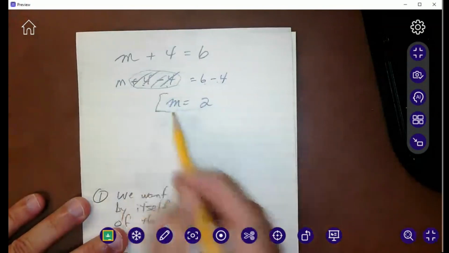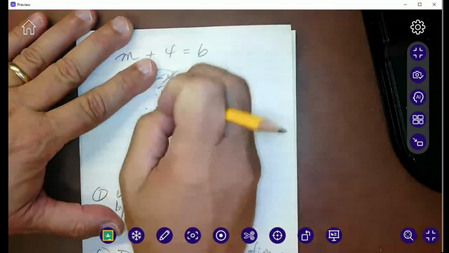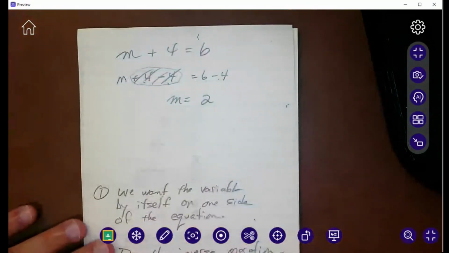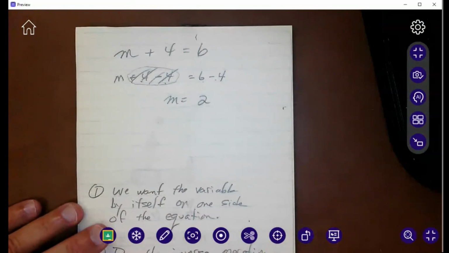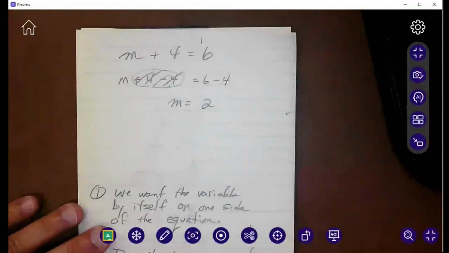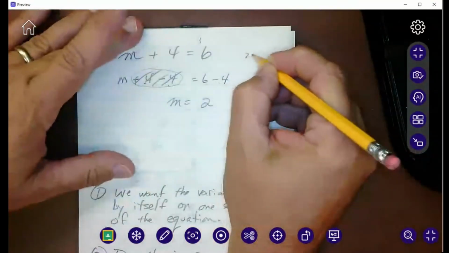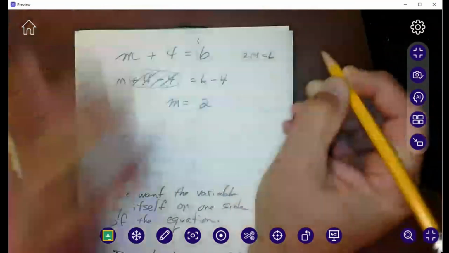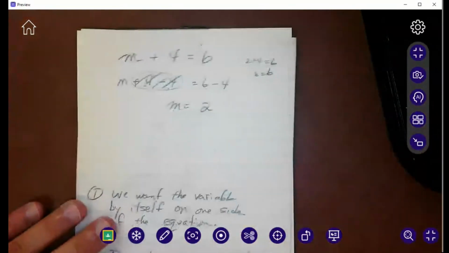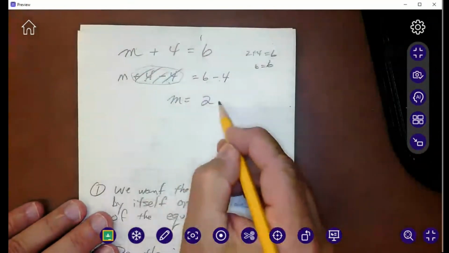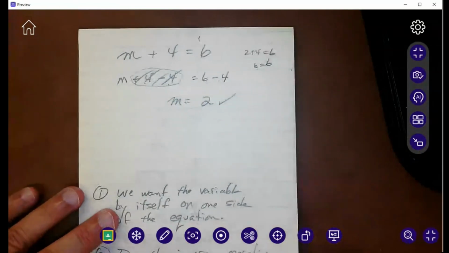6 minus 4 is 2. Now, he was doing this thing with this bracket over here on the side. I don't know what that was all about. That's not necessary. We don't write that. I think he was just trying to point out that you got m by itself. But you do need to remember to check your answer. If I put 2 back in here, I would have 2 plus 4 equals 6, and 6 equals 6. So this is a correct answer. All right.